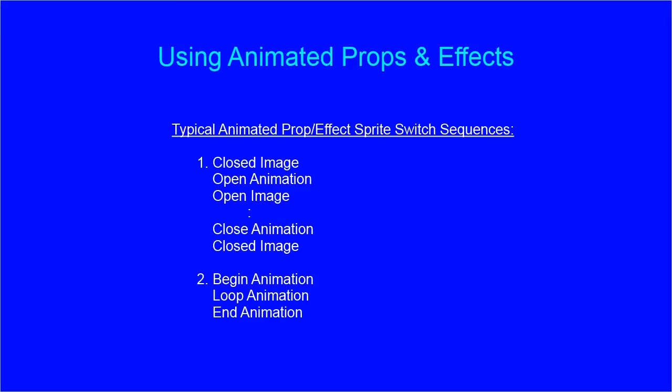A second common sequence is one where there are basically 3 animated sprites. One would be a beginning animation, the second one would be the loop that you can extend for as long or as short as you wish, and then an ending animation. This next example I will show you has the begin, loop, end type of sequencing.